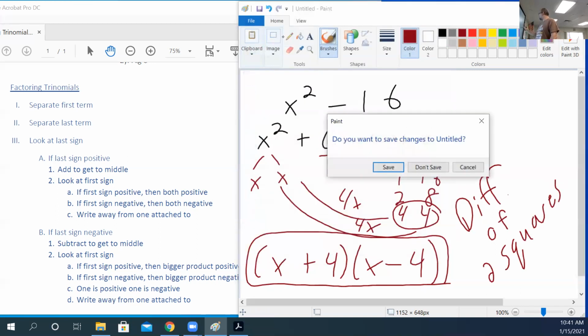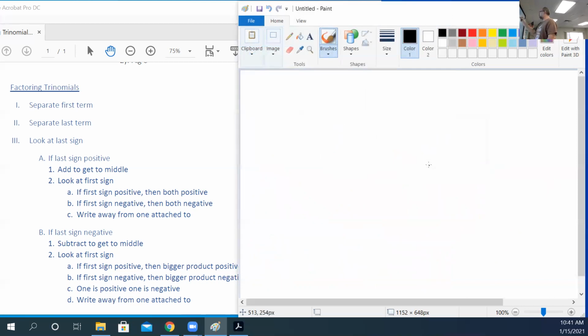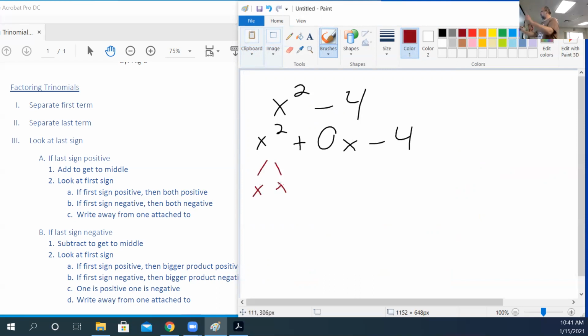All right. Next one. x squared minus 4. Oh yeah, only 2 terms. We got to add back in that middle term, 0x. Then we could go on. Separate the first term in step 1. Separate the last term, 1 and 4, 2 and 2. And last sign is negative, so we're going to be subtracting to get the middle. So 2 minus 2 gives us 0.